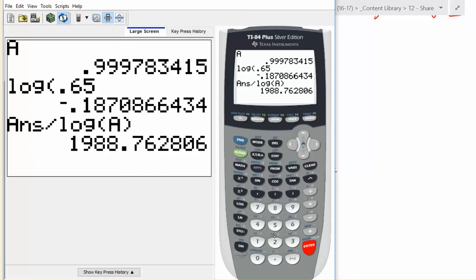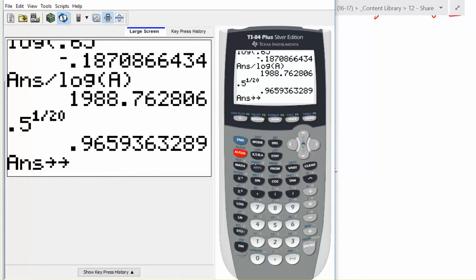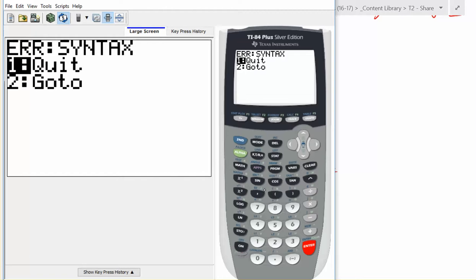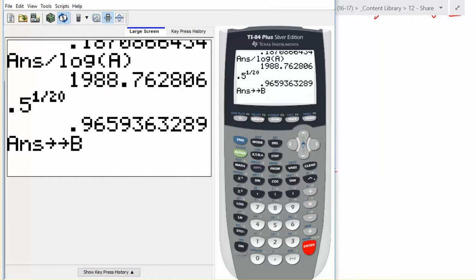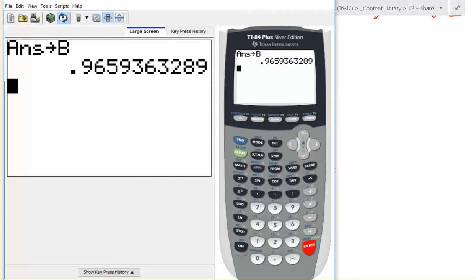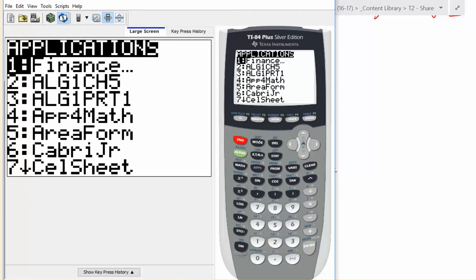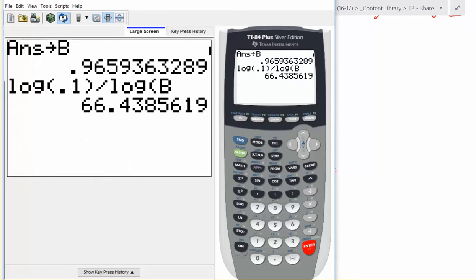So we do the 20th root of 0.5, which is 0.5 to the 1 divided by 20, like this. And then I store that as, let's say, alpha b. Then it's going to be log of 0.1 divided by log of alpha b. Press enter. 66.438. Oh, nice. That was close.